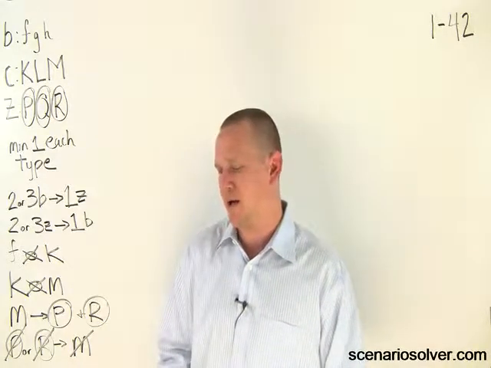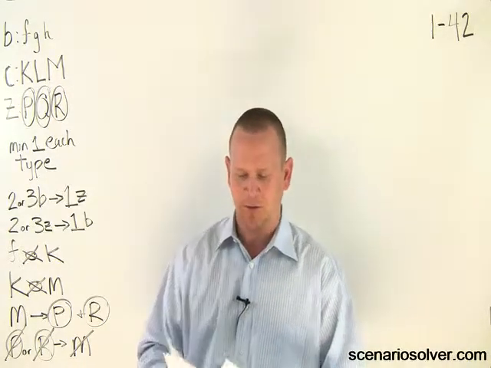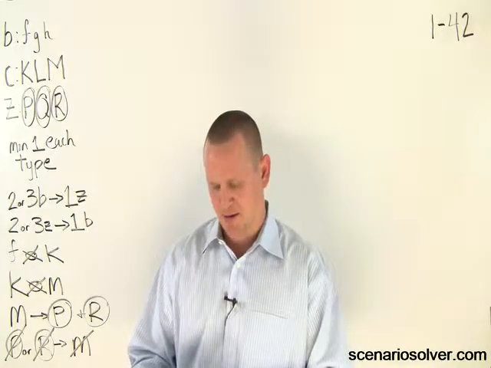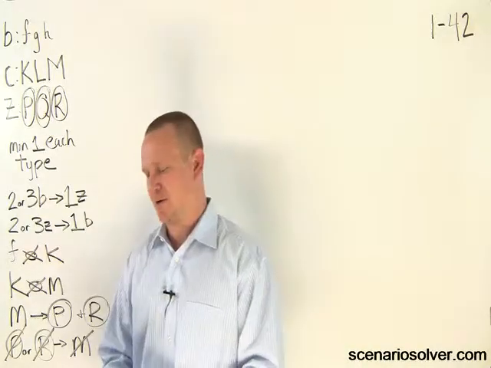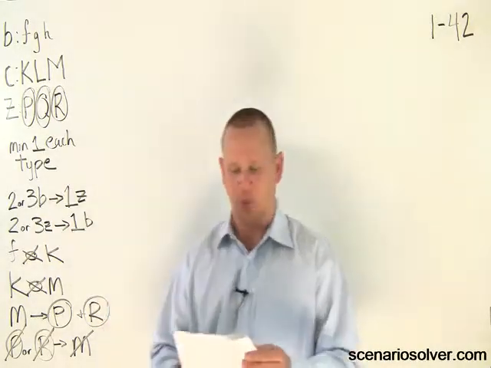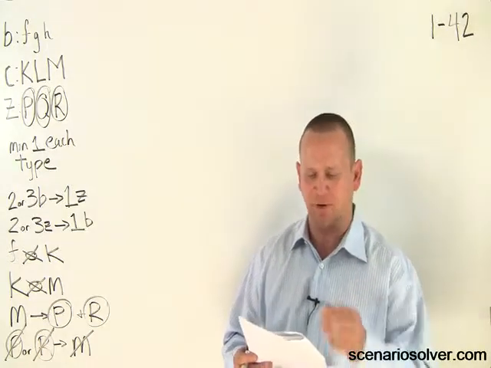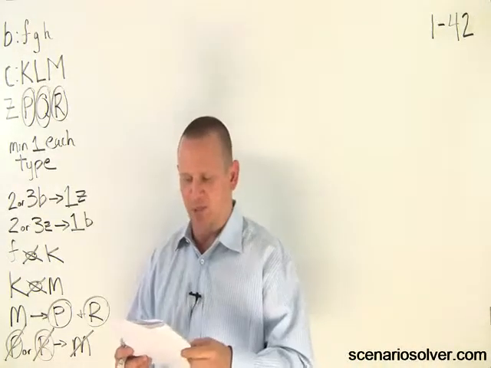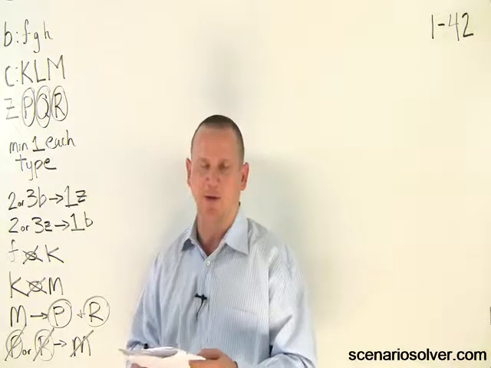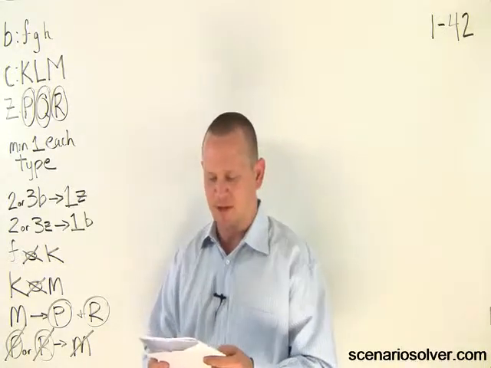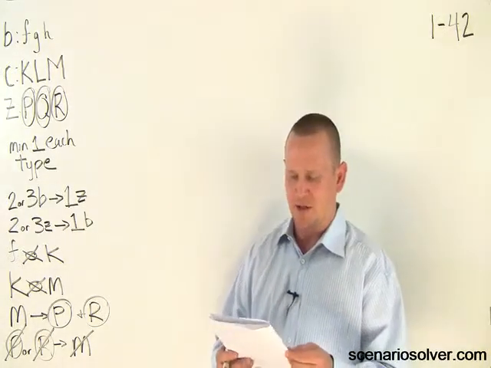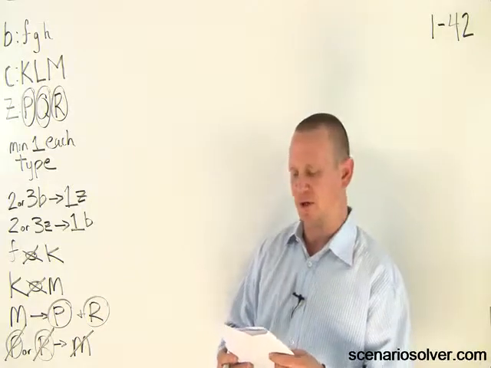Okay, we're looking at LSAT 42, and this is December of 2003, Logic Game 1. A panel of 5 scientists will be formed. The panelists will be selected from among 3 botanists, 3 chemists, and 3 zoologists. Selection is governed by the following conditions.